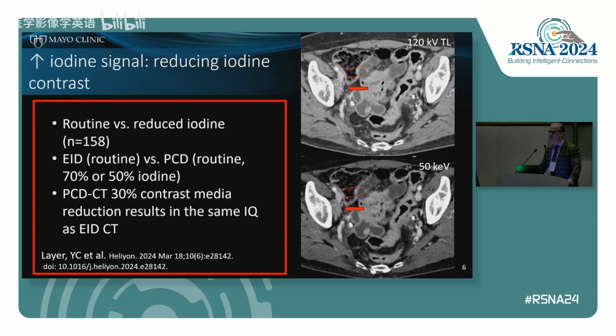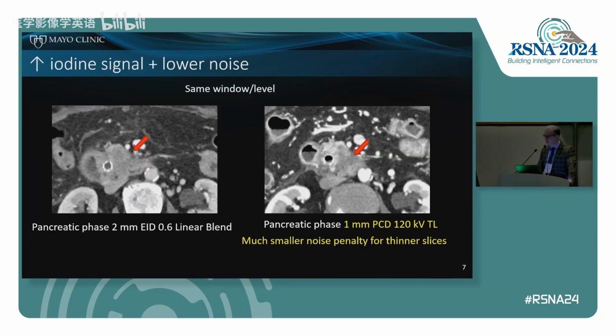And in fact, Dr. Layer and his colleagues have shown that we can get the same image quality and reduce the iodine dose by about 30% at photon counting CT. Now, we can really combine that improved iodine signal with the lower noise that we can get at photon counting CT. So this is the same uncinate process adenocarcinoma, and you can see this is a 1 millimeter slice rather than a 2 millimeter slice. And it's lower noise because we have that higher detector sampling and no electronic noise.